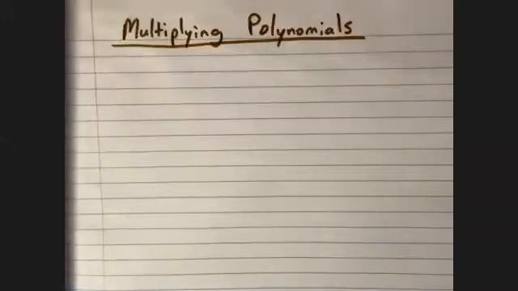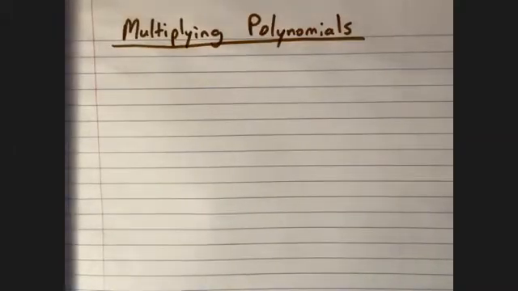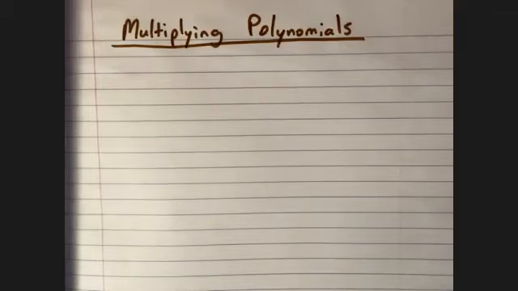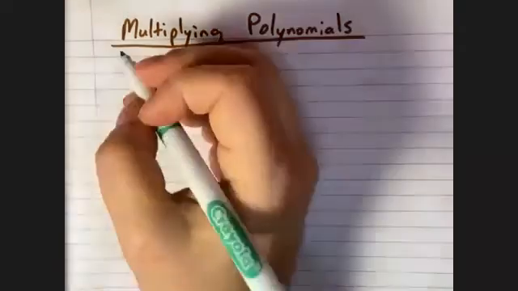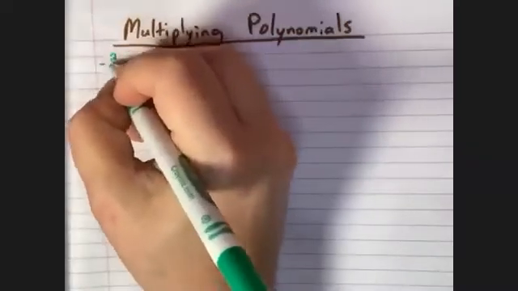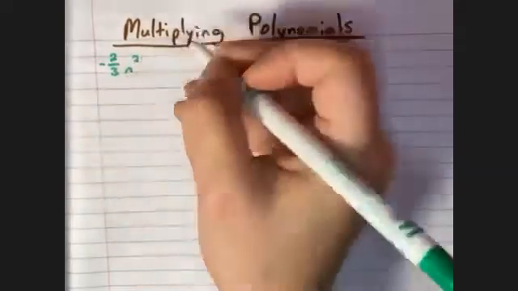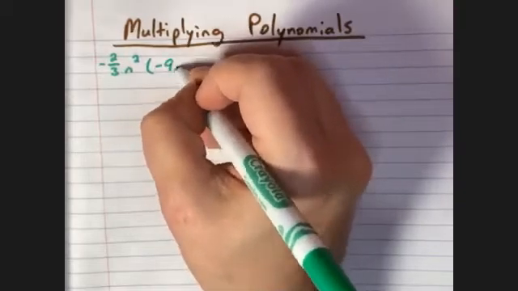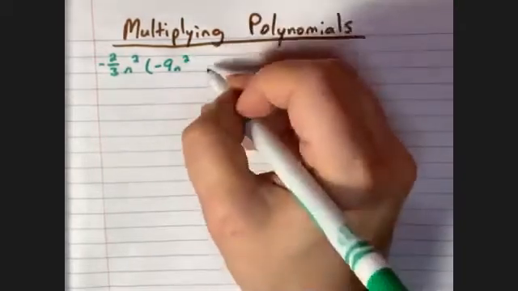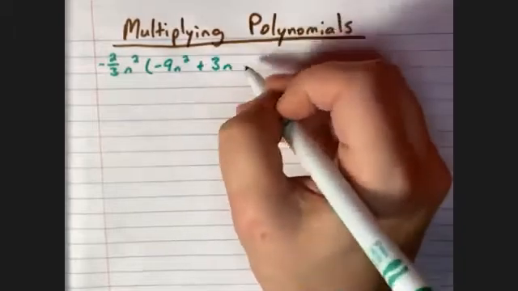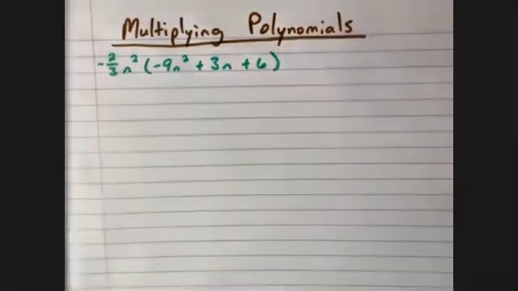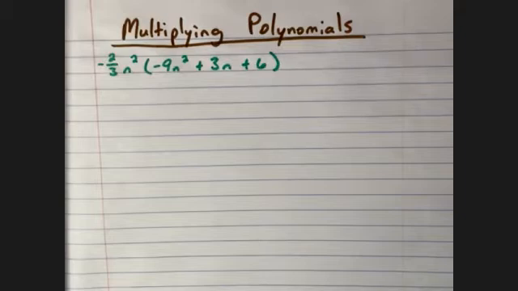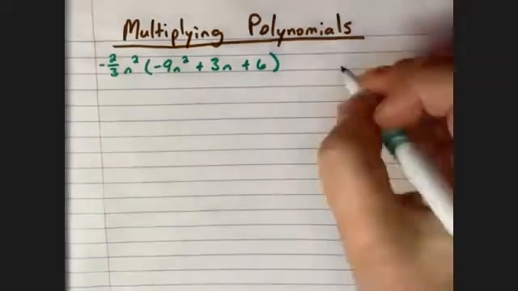All right, so really what we're doing today is just some examples, and I'm going to show you basically 3 different ways to look at this. If I have something like negative 2/3 n squared, and then in parentheses, I have negative 9n squared plus 3n plus 6. Well, just like if I had a number outside the parentheses, all I'm going to do is distribute.